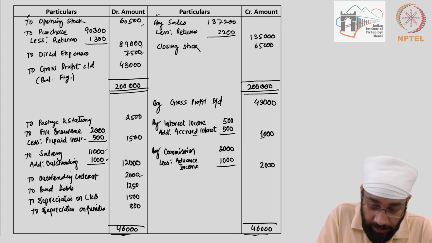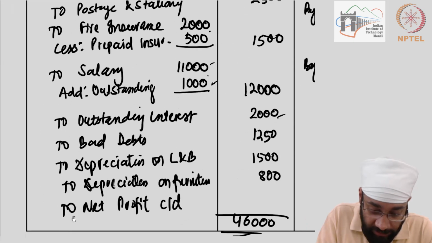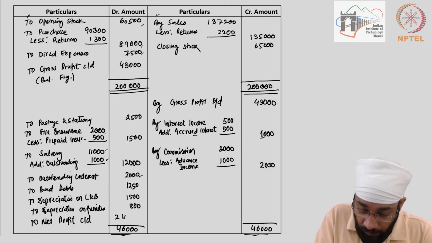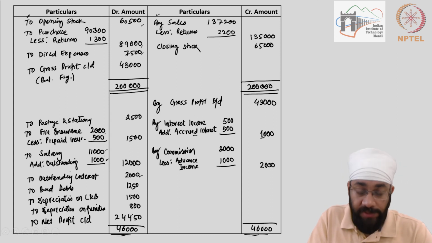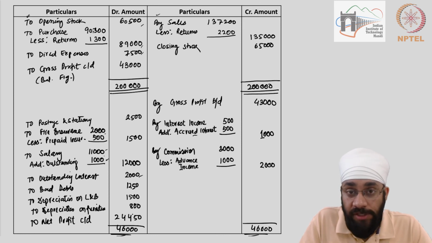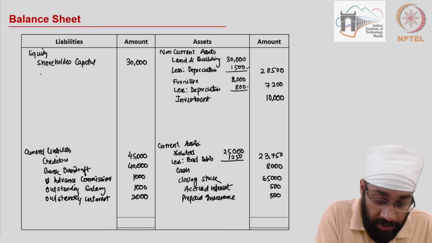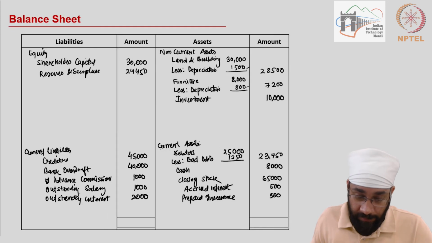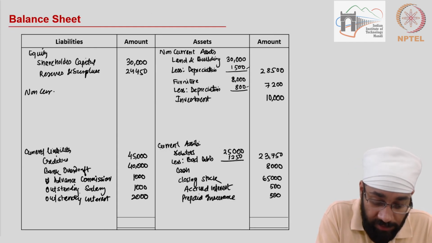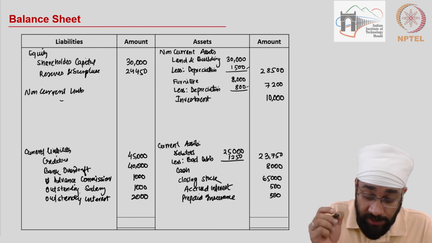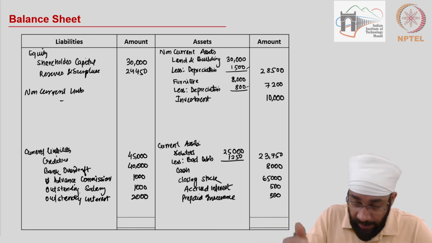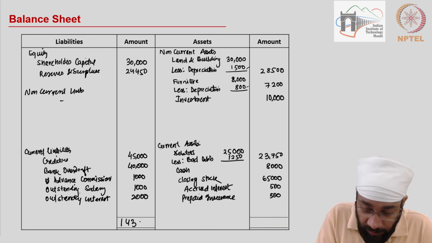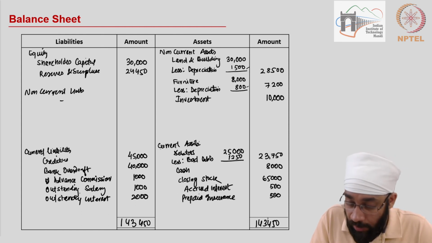and this leads to a net profit. So to net profit carried down, this is a balancing figure of course, of 24,450. This is the balancing figure, and this is going to be added to the reserve and surpluses in the balance sheet. So we go here and we say reserves and surplus, and you have 24,450 here, right? And in the balance sheet, there were no non-current liabilities, surprisingly. Non-current liabilities, but we'll just keep it for the sake of format. You sum these up and you have a total of 143,450. This is the total of balance sheet on both the sides.